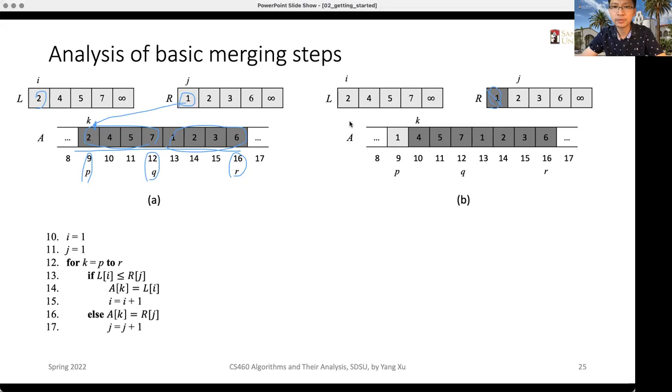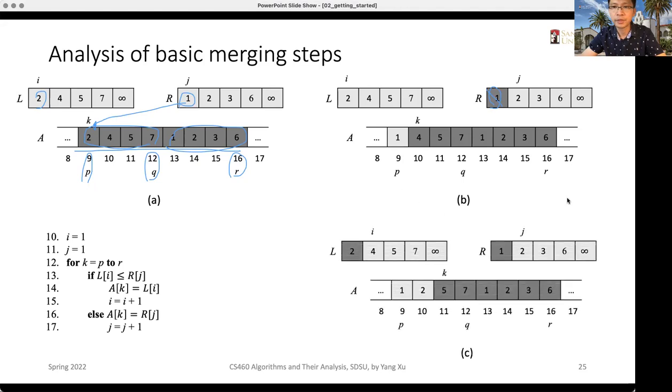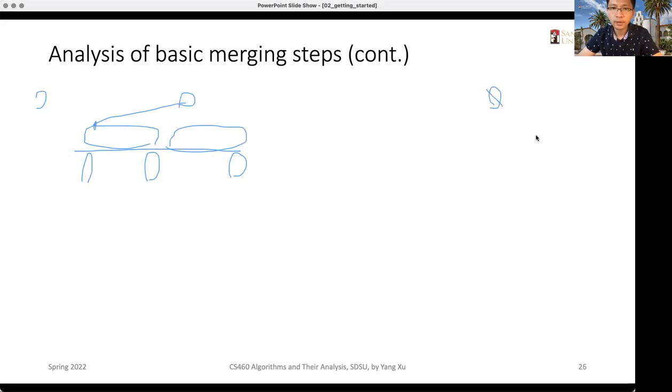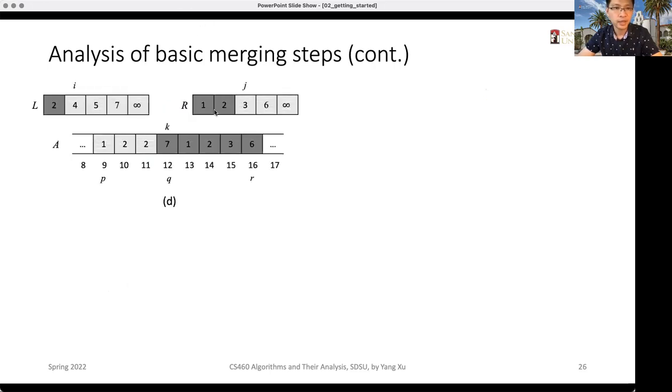And in our next step, when we compare Li and Rj, we find that the if condition is satisfied, so we will copy the Li to A and then move i one grid to the left. Okay, so all the basic steps will follow in the next page here.